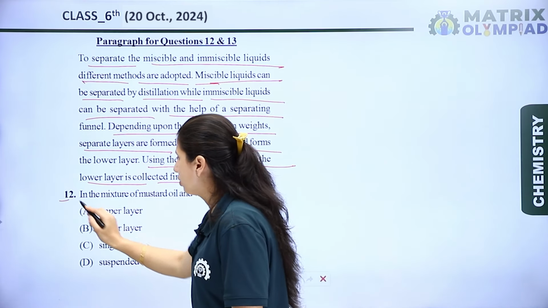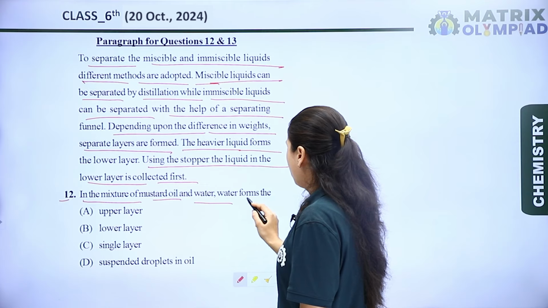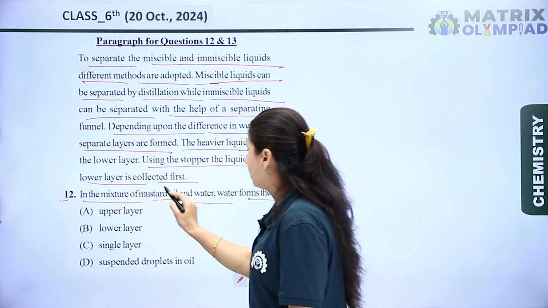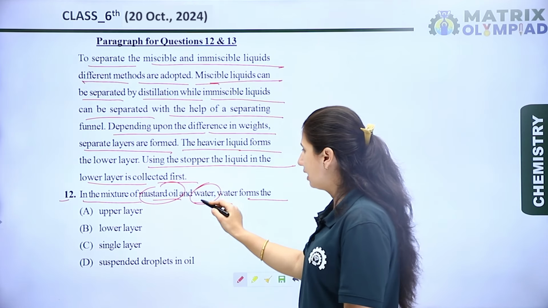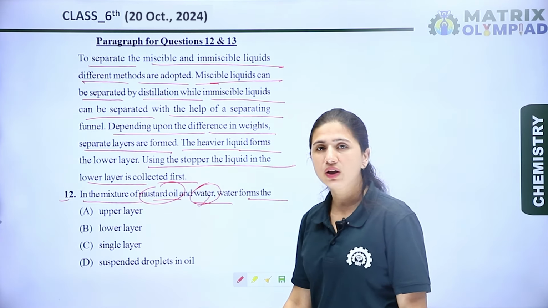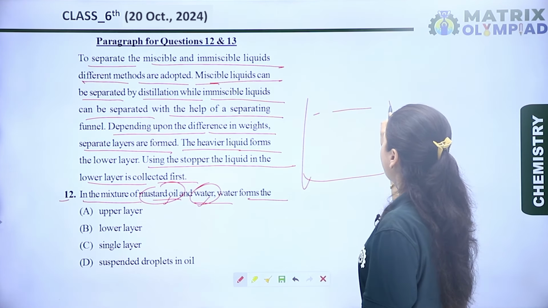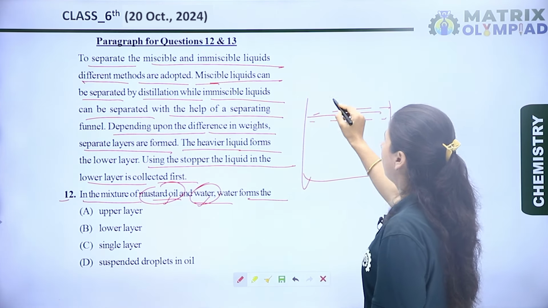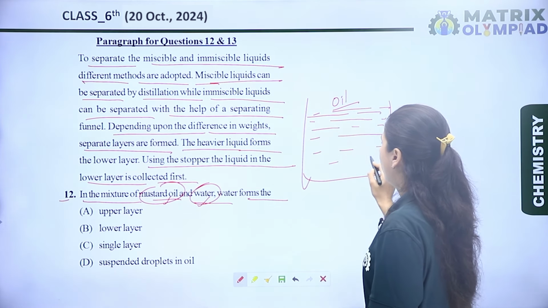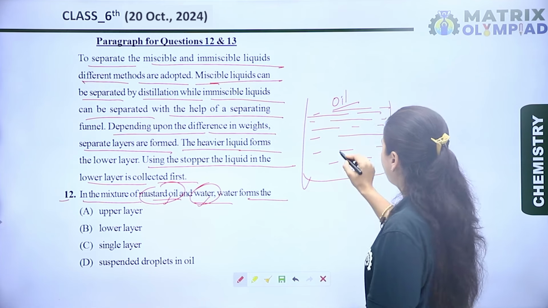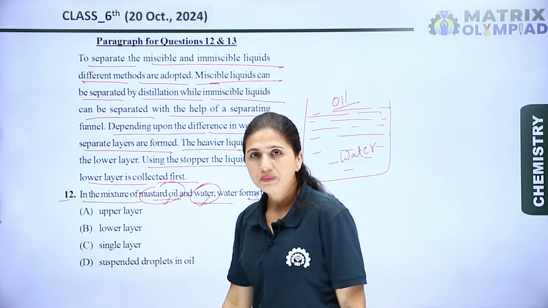Okay, now let's see the question. The question is, in the mixture of mustard oil and water, water forms. We know that the density of mustard oil is less than water, so it can float on the water. So the mustard oil forms the upper layer, meaning the mustard oil is present in the upper layer. The density of water is more than mustard oil, so water is present in the lower layer.